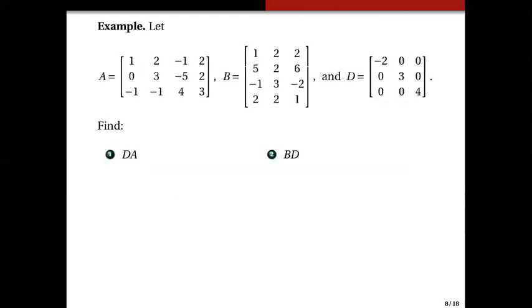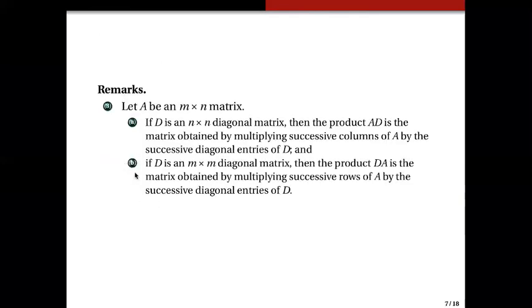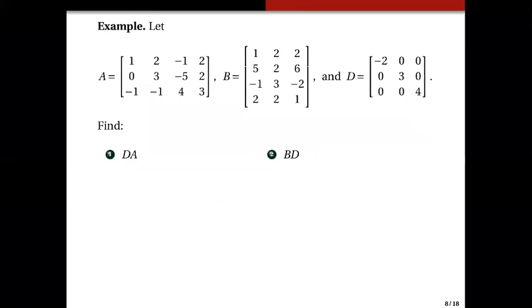To see this, let us consider this example. This is our matrix A, this is our matrix B, and this is our diagonal matrix D. On the first one, we want to find DA. So the diagonal matrix is multiplied on the left of A. If we go to the remark, we are looking at remark 3B. This means we will multiply successive rows of A by the successive diagonal entries of D. So what does this mean? For the matrix A, we have this row 1. We will multiply this row 1 to the first entry of the diagonal matrix D.